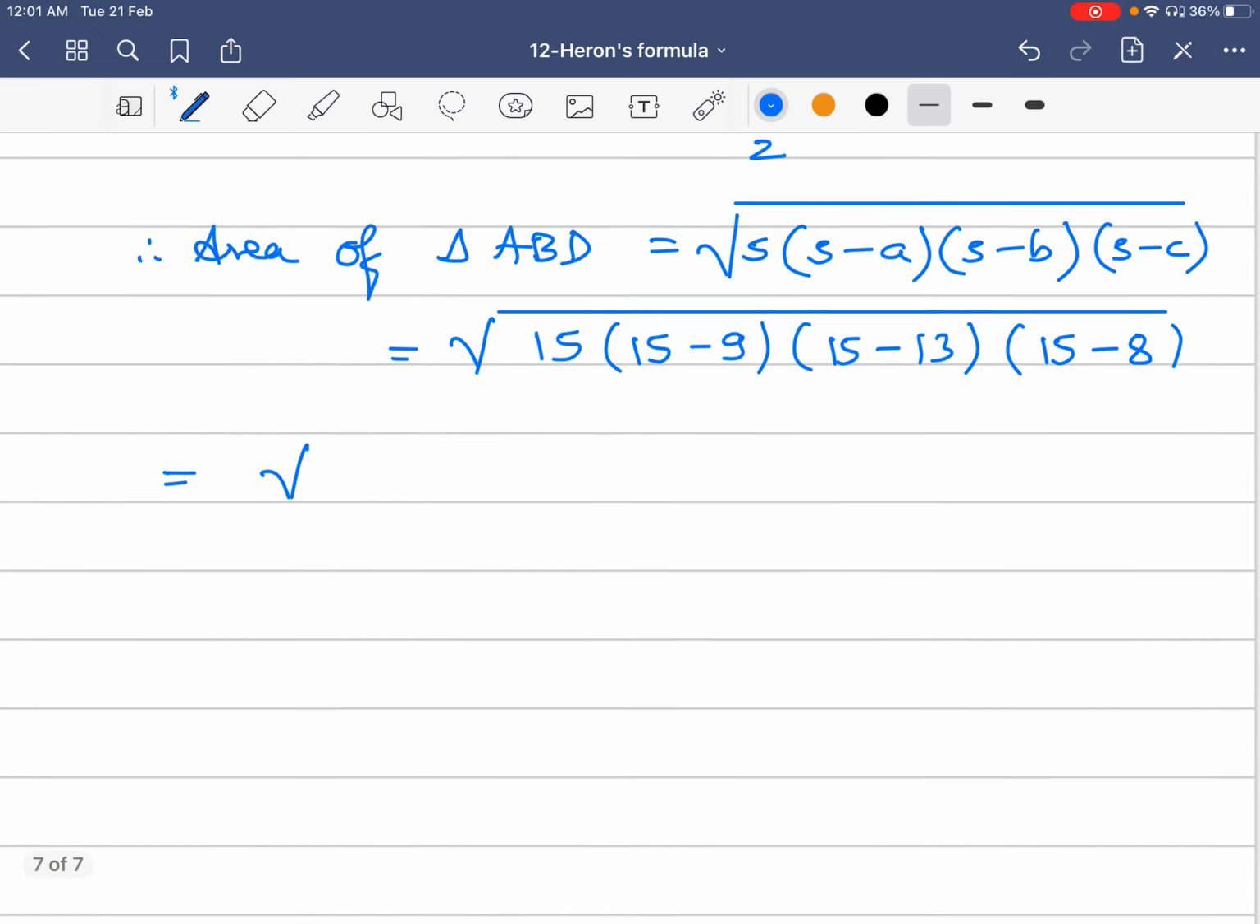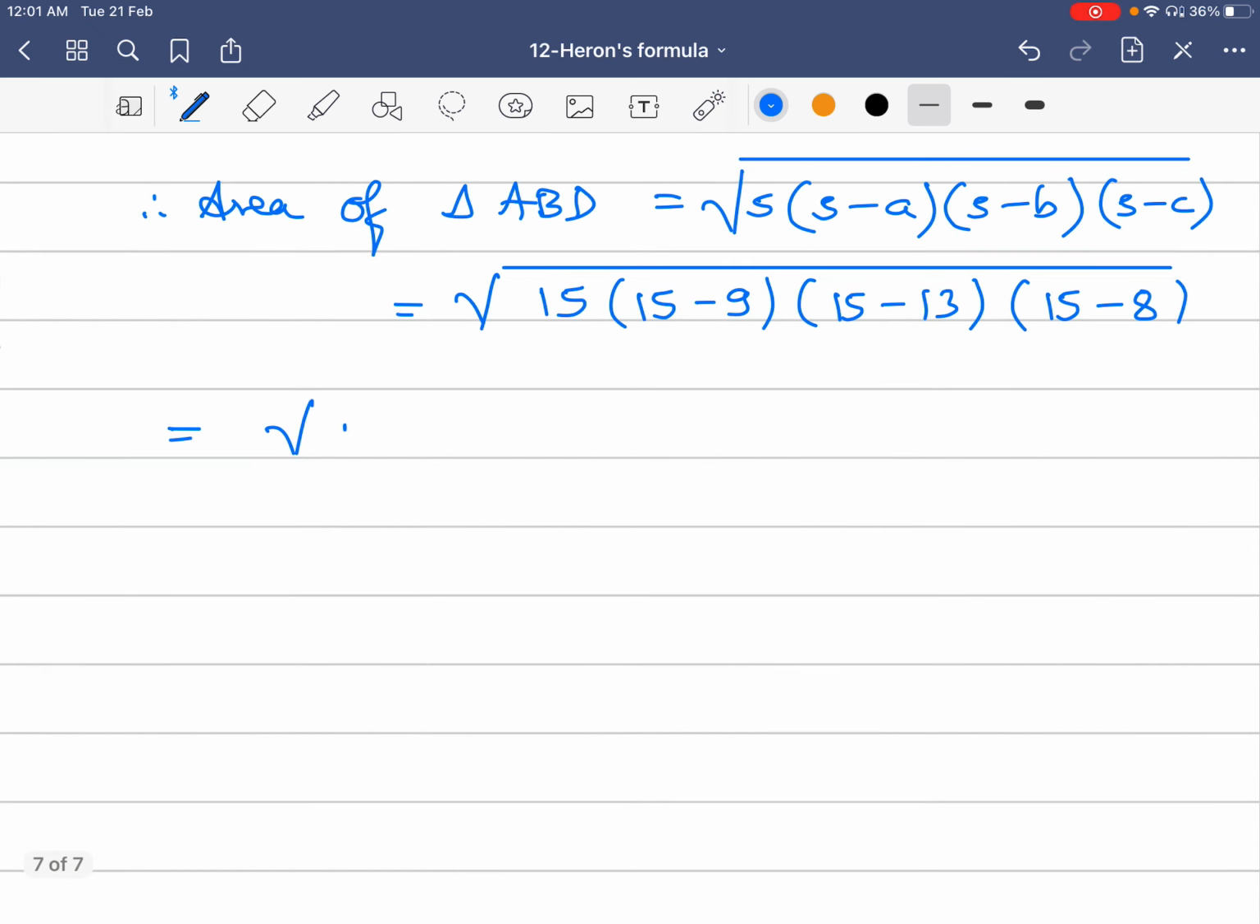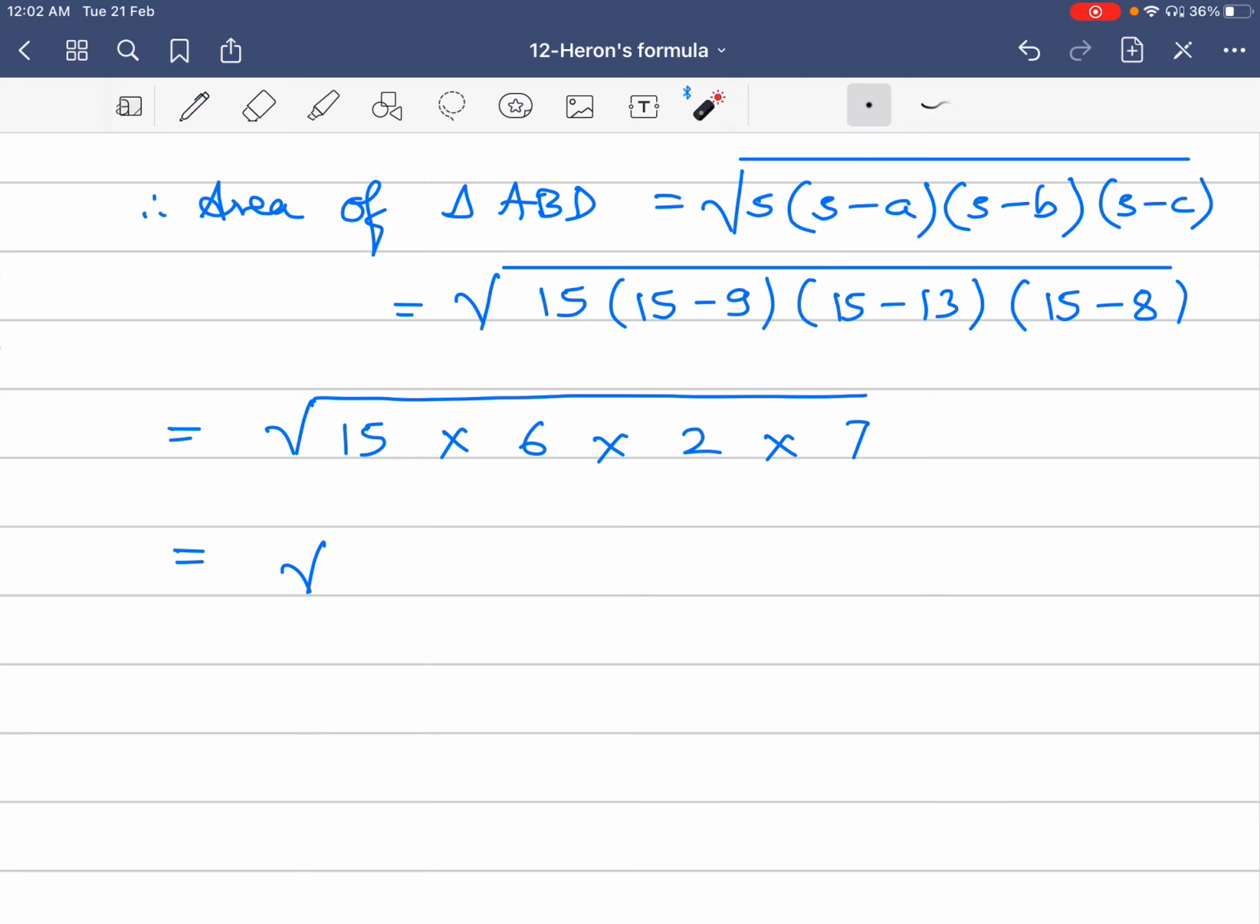So that is equal to square root of, let's come down here. We have 15 into 15 minus 9 is 6 into 15 minus 13 is 2 into 15 minus 8 is 7. So square root of this whole thing is going to be the area of our triangle. Now let us try to see if we can optimize something. So this is 2, this is 3 into 2, this is 5 into 3, so 7 into 5, 35. Okay, so let's try to split it up.